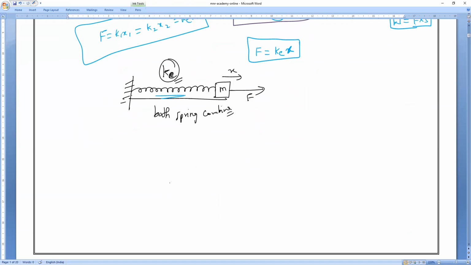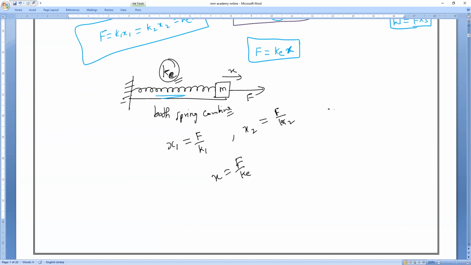Now, if you observe very carefully, we all know that X1 is equal to what from this? X1 is equal to F by K1. Next, X2 is equal to what? X2 is equal to F by K2. Same way, X is equal to what? F by K. Am I right or wrong, all of you? Yes or no? Please respond.